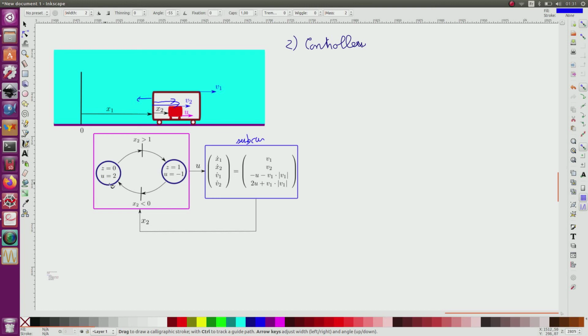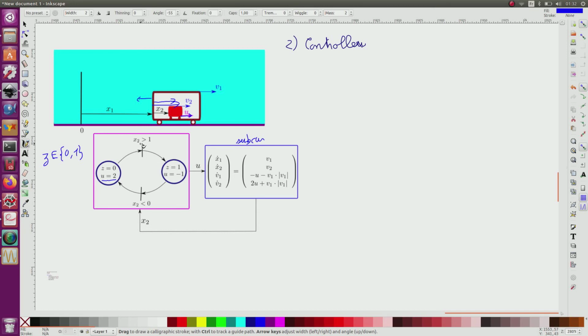The place on the left is for z equal to 0, and the one on the right is z equal to 1. So it means that the state variable of my controller belongs to {0, 1}. Okay, so now if I am in this position, I will generate u2 equal to 0. So it means that I will have here an acceleration to the right, and the box will go to the left.